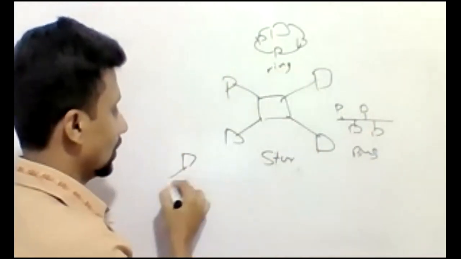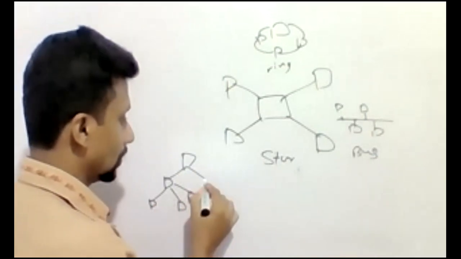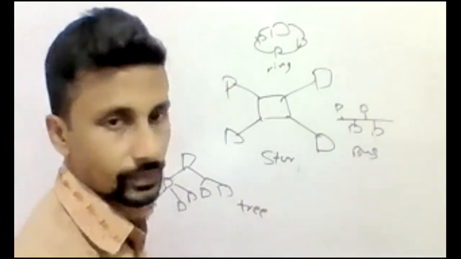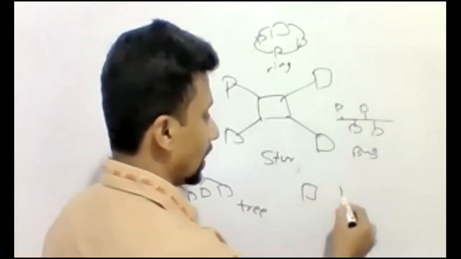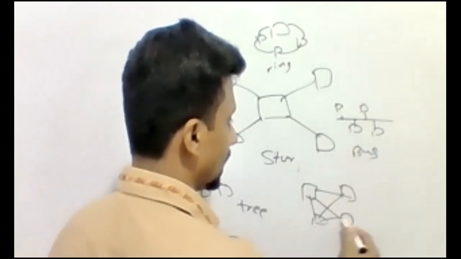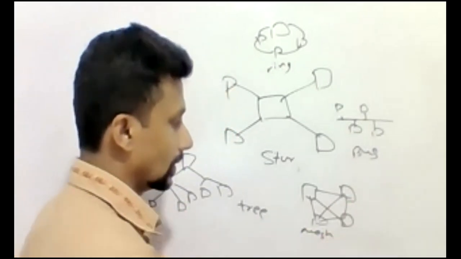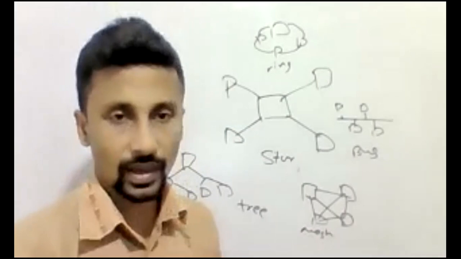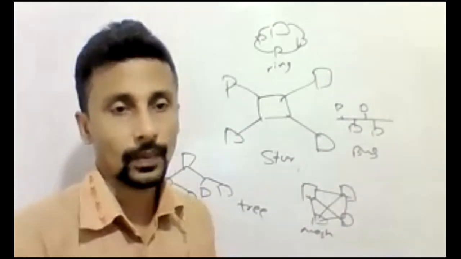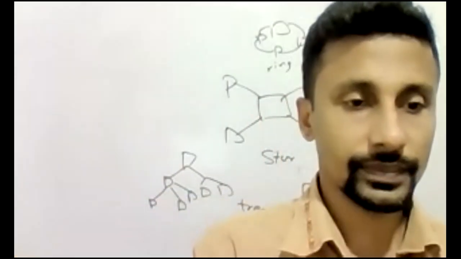Then you can have star topology and bus topology together. That is called tree topology. You can have computers connecting to each other separately. Mesh topology. There are more hybrid ones too, but in your book we have discussed up to this part. I will share the screen.